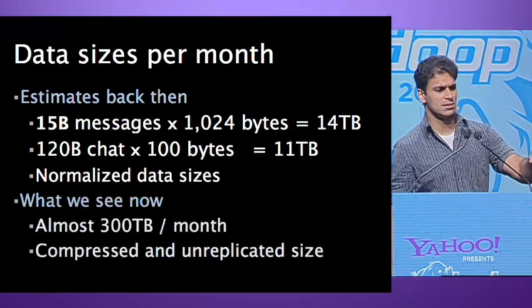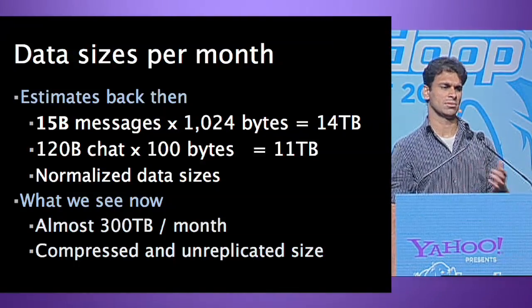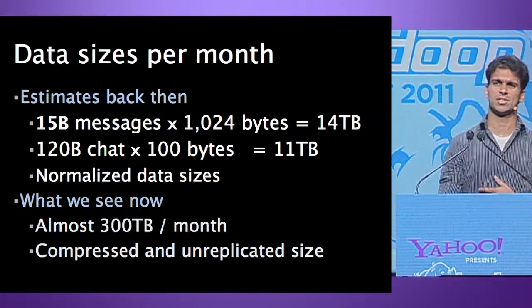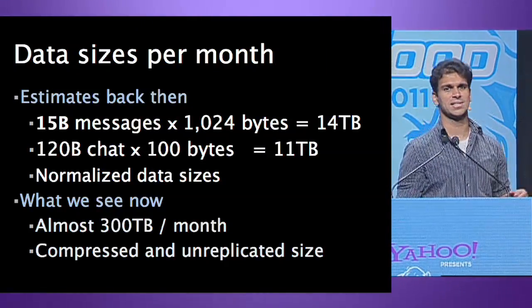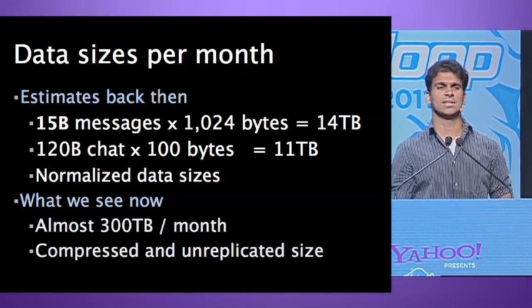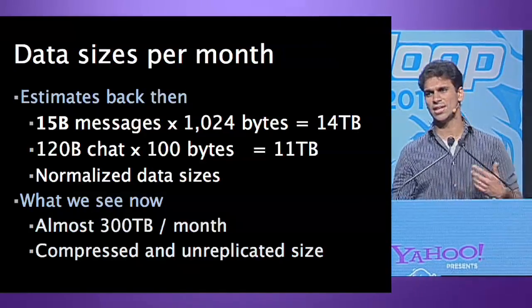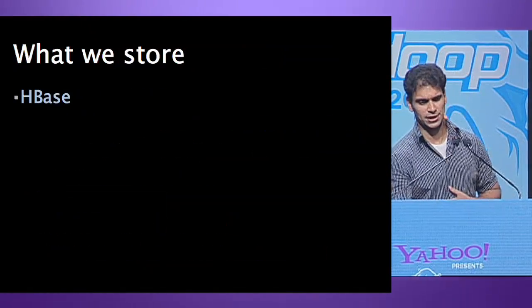What do we see now? Well, these sizes don't factor in the metadata that we have to put in and such. So what we're seeing right now is about 300 terabytes per month, and that size is compressed and unreplicated. Another factor that has blown up the total data size is the way users interact with the product itself, which is another thing that's really hard to predict.